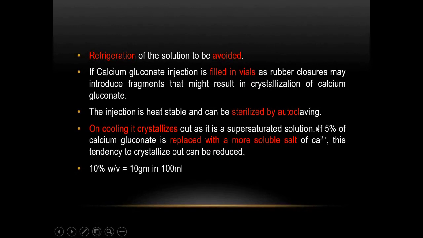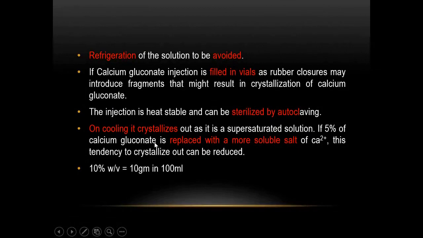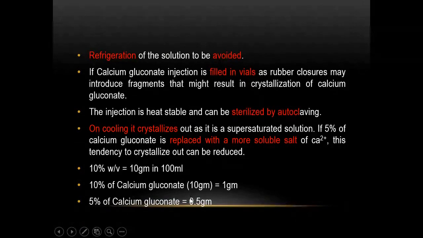अभी यहाँ पे हमने sentence क्या लिखा है? If 5% of calcium gluconate replaced with more soluble salt of calcium, 5% of calcium gluconate. अभी हम कंसिडर करते हैं कि 10% ऑफ कैल्शियम ग्लूकोनेट. अभी कैल्शियम ग्लूकोनेट का टोटल क्वांटिटी कितना है? 10 ग्राम. अभी 10% ऑफ कैल्शियम ग्लूकोनेट, 10 ग्राम का 10% कितना होता है? दैट इज 1 ग्राम. ठीक है, 10 ग्राम का 10% 1 ग्राम. सो 5% ऑफ कैल्शियम ग्लूकोनेट इट मींस 0.5 ग्राम.